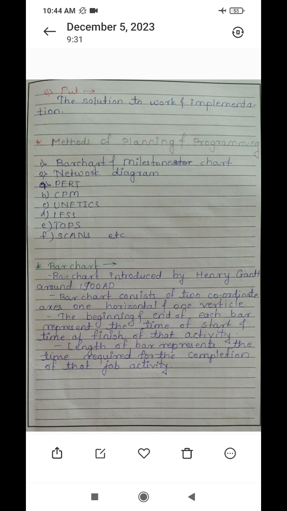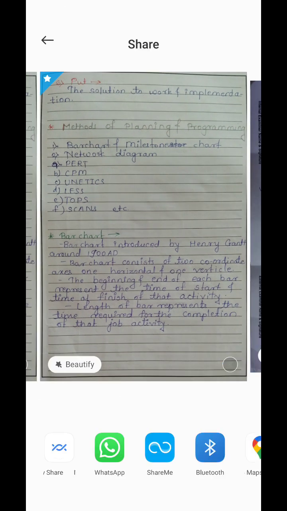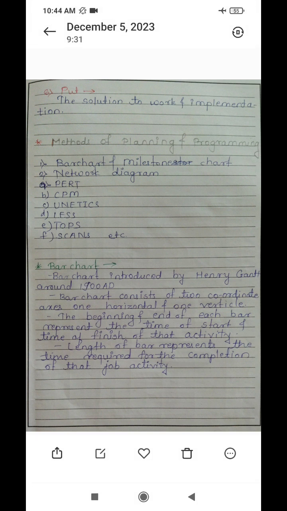While discussing that, the first one is the bar chart. You can see here the bar chart was introduced by Henry Gantt, so that's why it is also called the Gantt chart. A bar chart consists of two coordinate axes, one horizontal and one vertical. The beginning and end of each bar represent the start and end time of the activity, and the length of the bar represents the time required for completion of the job activity.